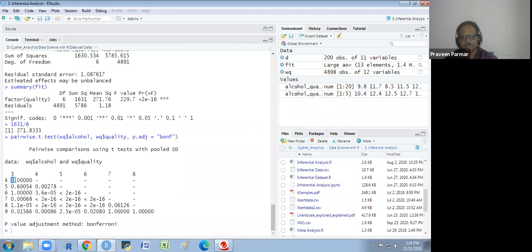There is no significant difference in the wine quality 3 and 4 with respect to alcohol percentage. Between 3 and 4, there is no significant difference. 3 and 5, no significant difference. 3 and 6, no significant difference. But 3 and 7, there is significant difference. It is less than 0.0005. Correct? And 3 and 8, there is significant difference. 3 and 9, there is significant difference.